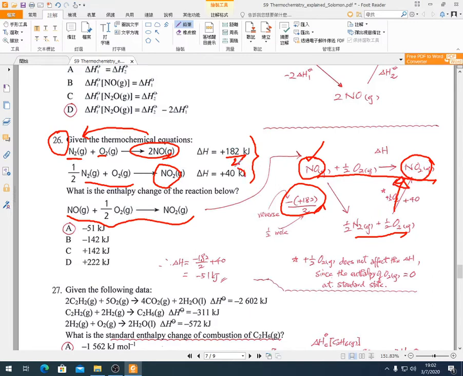Will be 40. So we have 40 here. We connect by a cycle. Then we easily get the answer. Okay. The thing I want to tell you is this one.